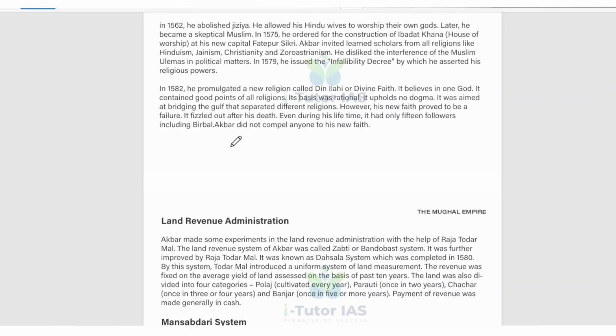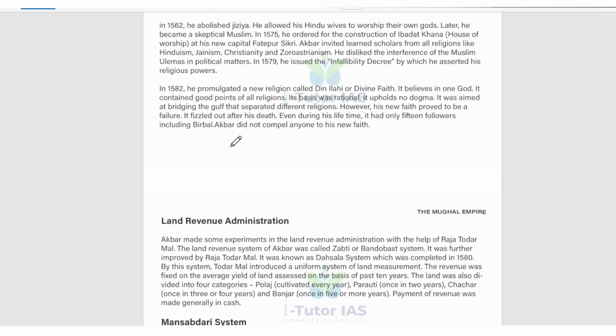And in 1582, he promulgated a new religion called Din Ilahi, or Divine Faith. It believes in one God. That is Akbar's religious policy. It contained good points of all religions, and its basis was rational. It upheld no dogma, and it was aimed at bridging the gulf that separated different religions.